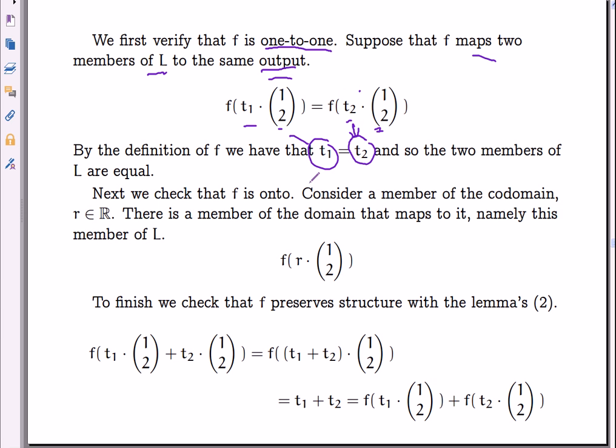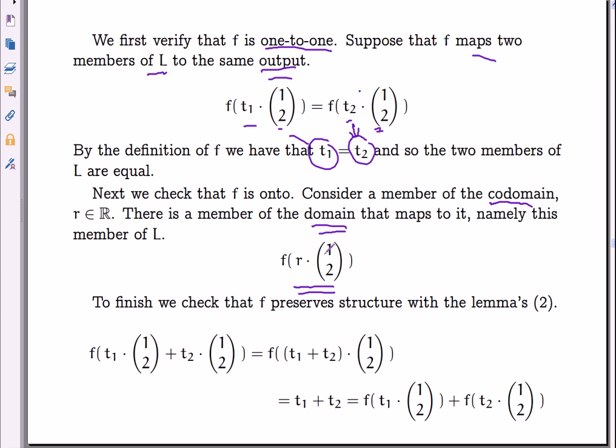All right, next, check that f is onto. Consider any member of the codomain, and then you need to find an element of the domain that maps to it. Well, I'll just define this element, r times (1, 2). Certainly, f of r times (1, 2) maps to r. So in summary, I have a mapping that maps exactly one vector in L to every element of R1.